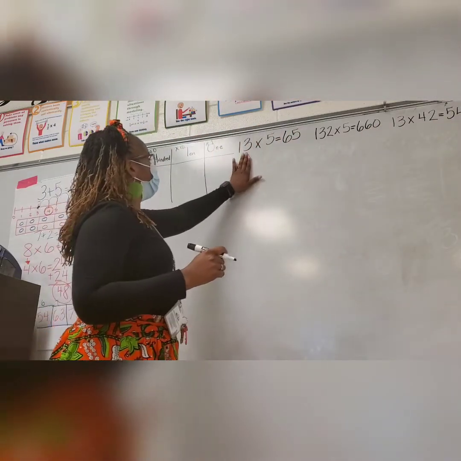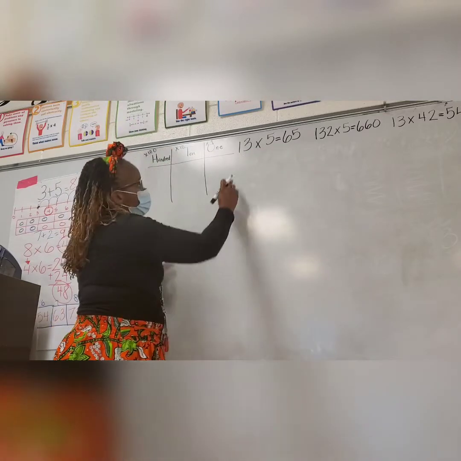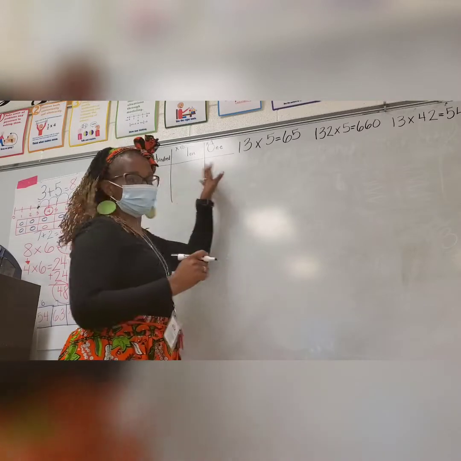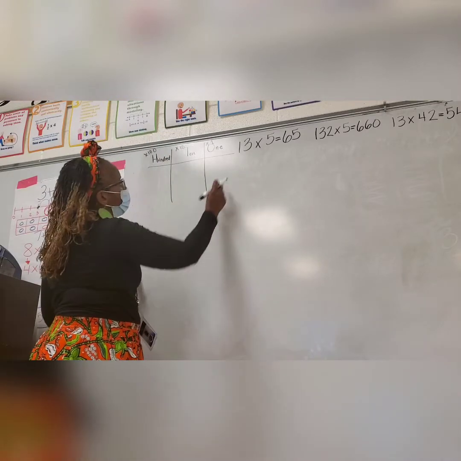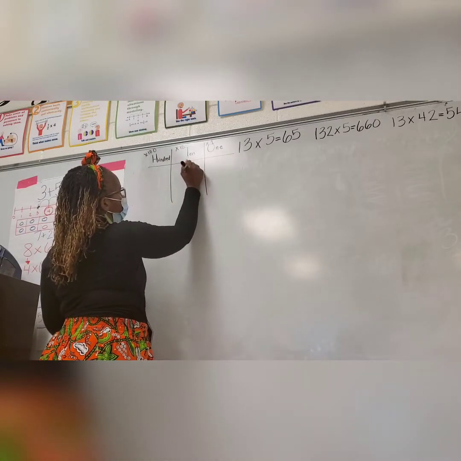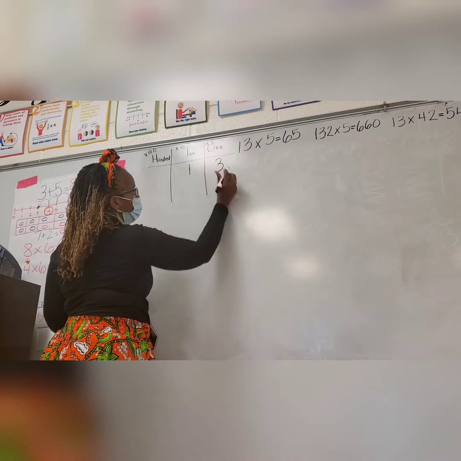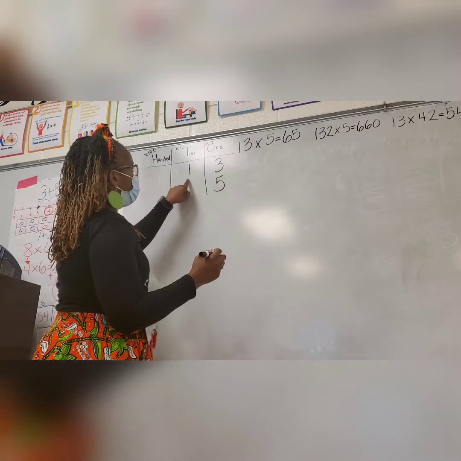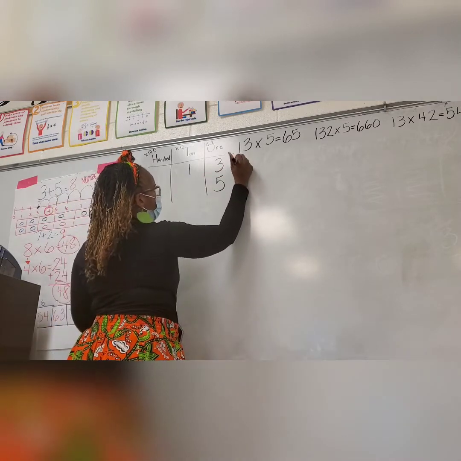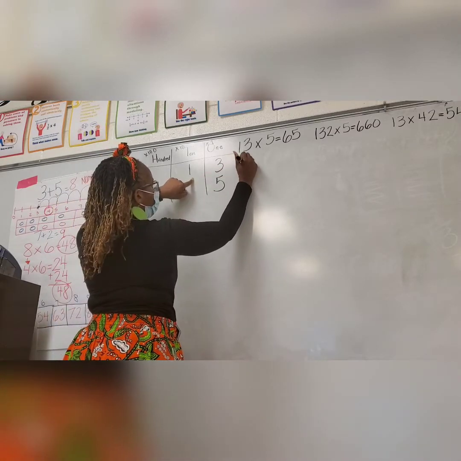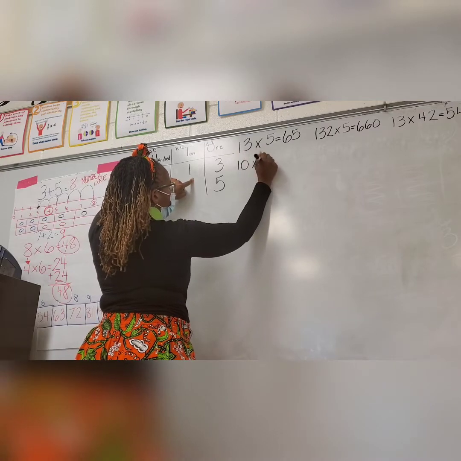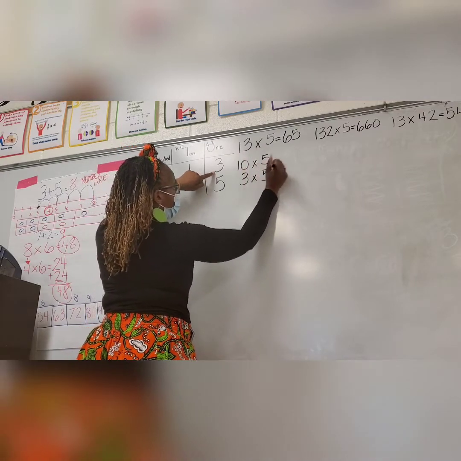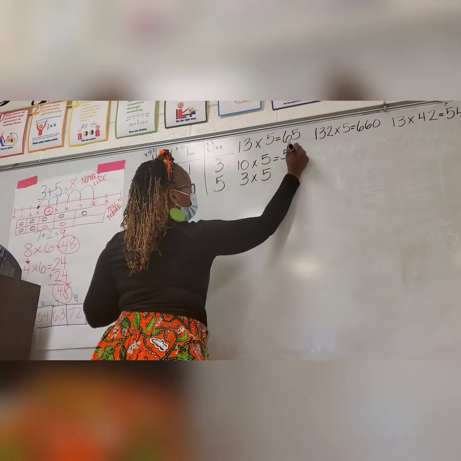All right, so 13 times 5. If they still can't see the 10s and the 1s, encourage them to put it inside the place value chart. So 13 would be 1 ten and 3 1s, and 5 would be 5 1s. So now the partial product looks like this. I take my 1 ten and multiply it by 5, and I take my 3 1s and multiply them by 5. And then I add those two totals together.